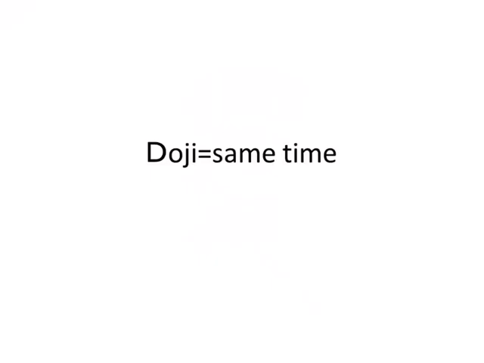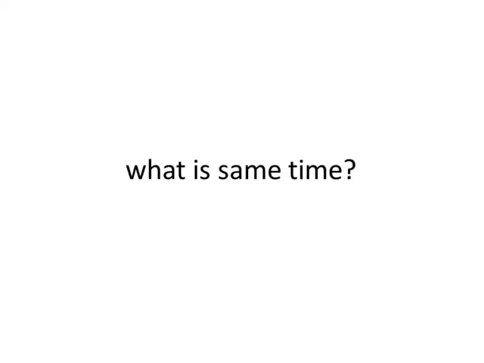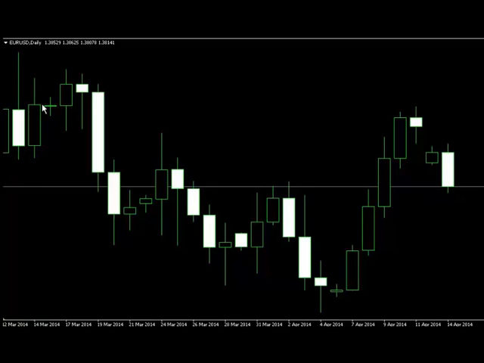There are some patterns like long-legged doji, dragonfly doji, gravestone doji, and there is a lot of wrong information about doji, like significant high or low, extremely overbought or oversold. Doji equals same time. Doji means same time. So what is same time? Today I'm sharing with you ancient candlestick trading using doji.